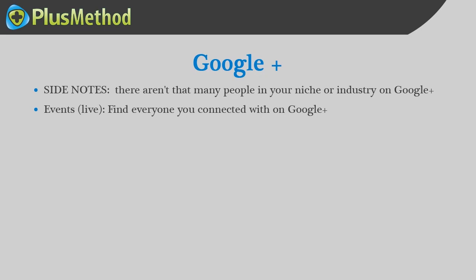Live events. Now, when you go to a live event of any kind and get a business card, contact info, all that jazz, go home and find everyone you connected with face-to-face on Google+ and add them to a live event specific circle. These guys will love you for it.